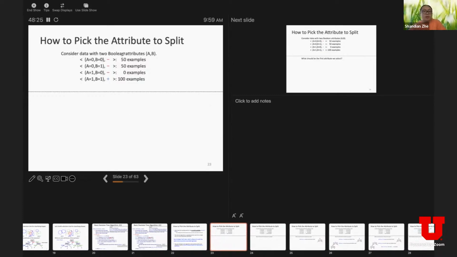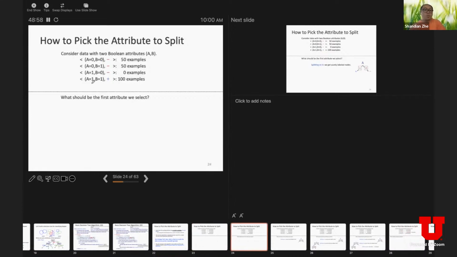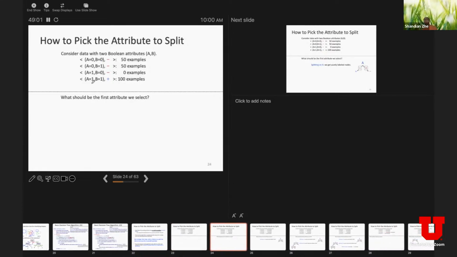Suppose we have data with 2 binary attributes, A and B, and we have 4 chunks of data examples. When A and B are both 0, we have 50 negative examples. We also have 50 negative examples with A 0, B 1, and 0 examples with A 1, B 0, and 100 positive examples with A and B both 1. So now the question is, which should be the first attribute we select?